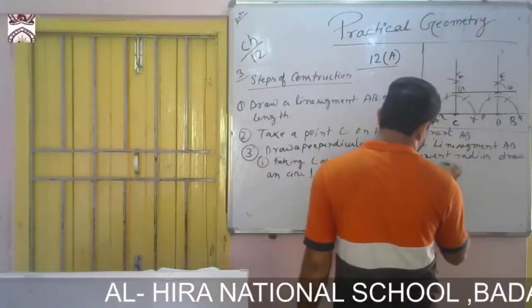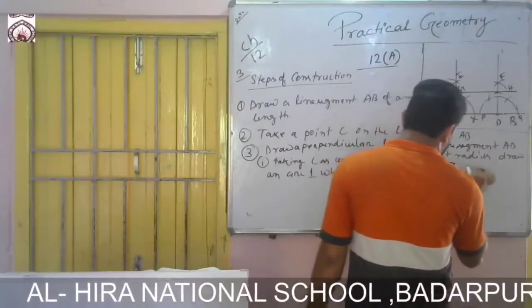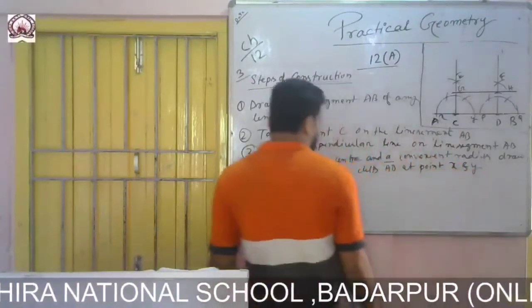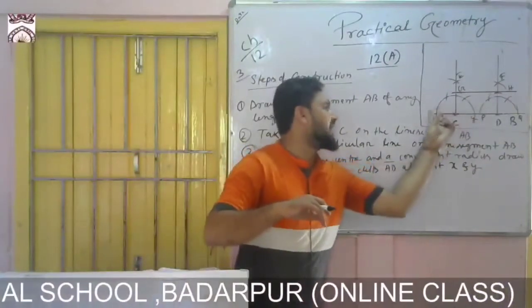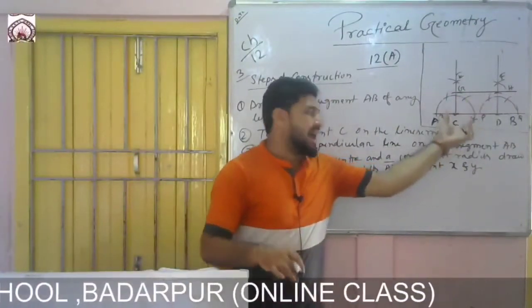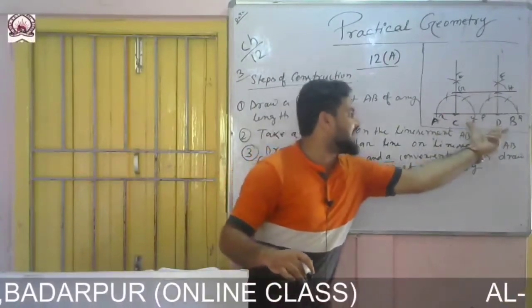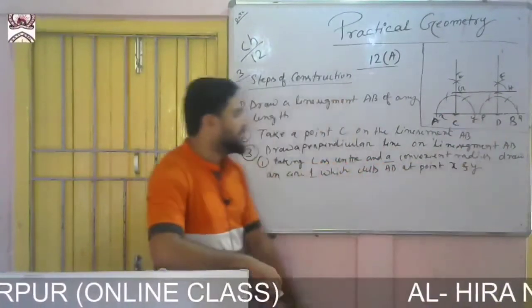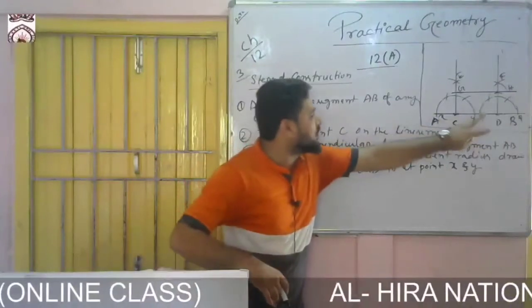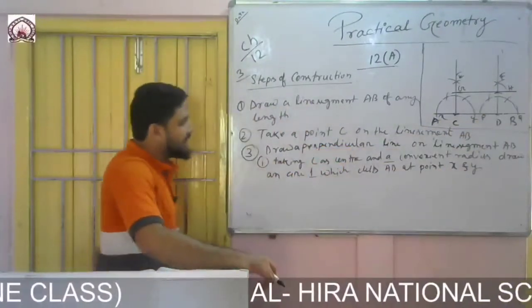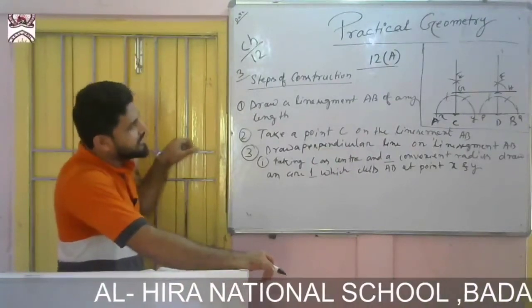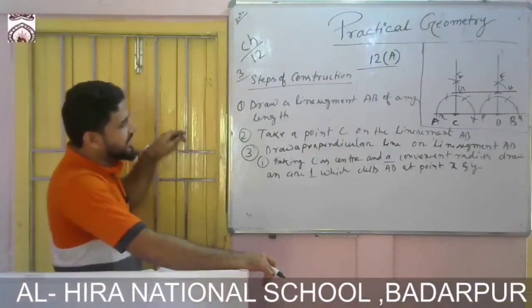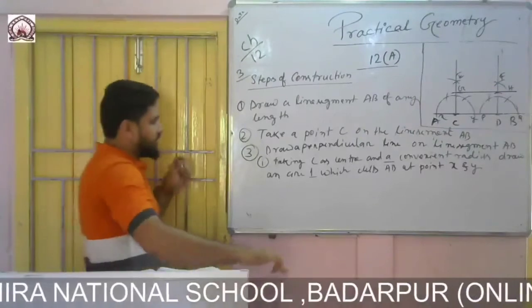That means after taking C as center, I have drawn an arc which cuts line segment AB at X and Y. Now X and Y. After that, what?